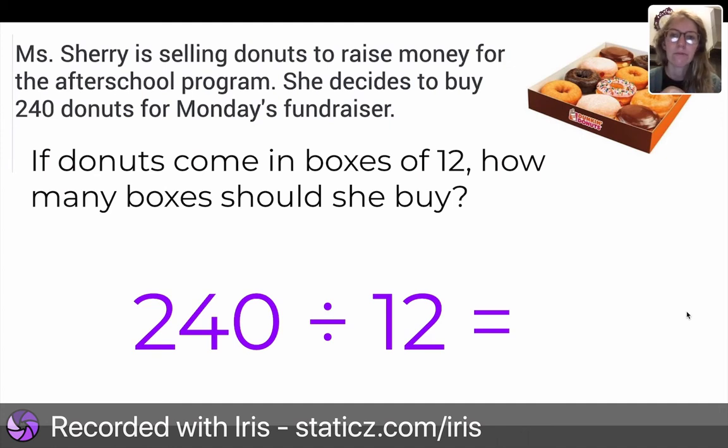So Thursday, we saw this math problem. Miss Sherry is selling donuts to raise money for the after-school program. She decides to buy 240 donuts for Monday's fundraiser. If donuts come in boxes of 12, like this box, how many boxes should she buy? So I have to take all my 240 donuts and I have to divide them into boxes of 12. And my answer will be how many boxes I should buy.